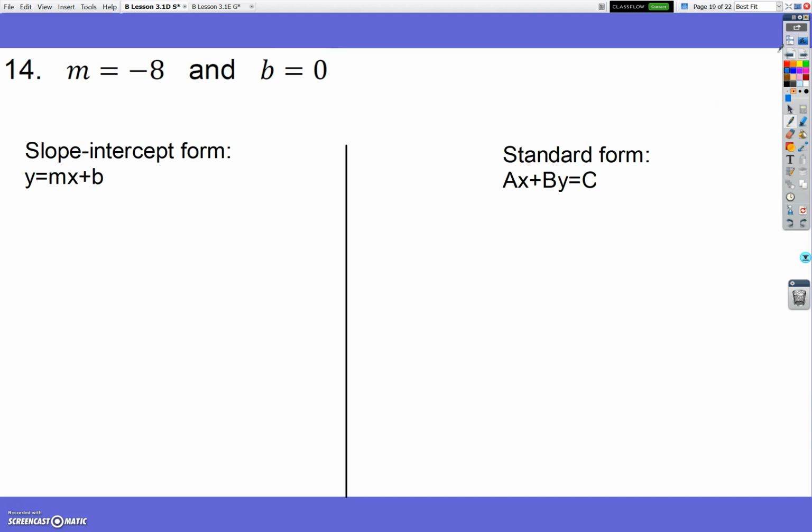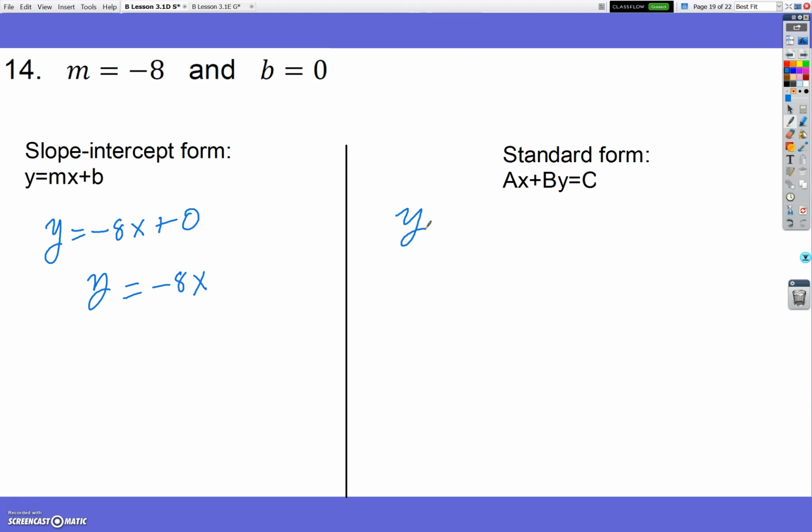Alright, now let's look at this one. I have another equation. I have the equation y equals, my m value is negative 8x plus my b value is 0. I don't need that there, so it's just y equals negative 8x. You don't need the plus 0.